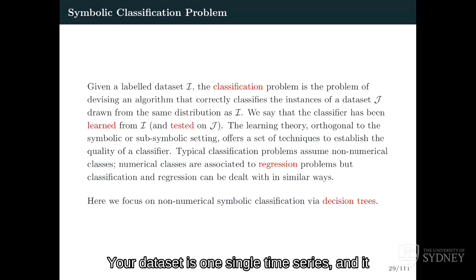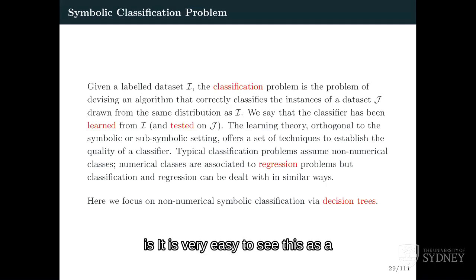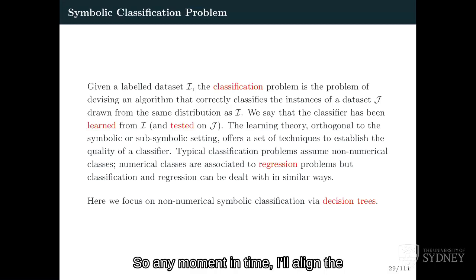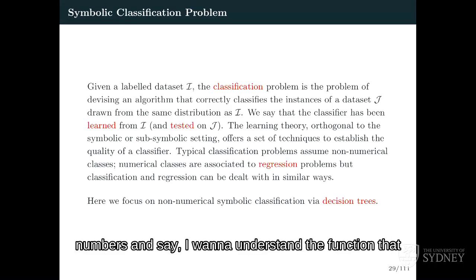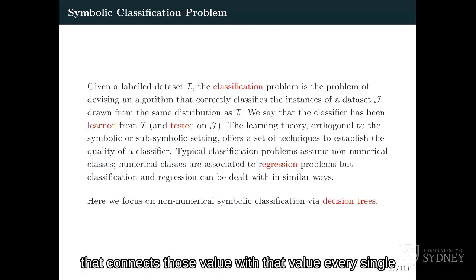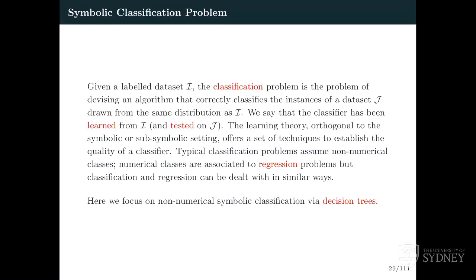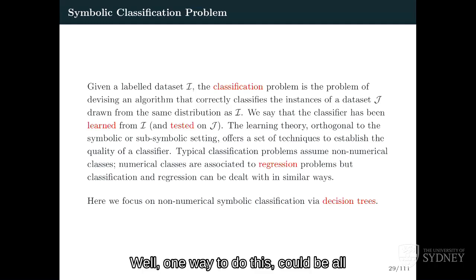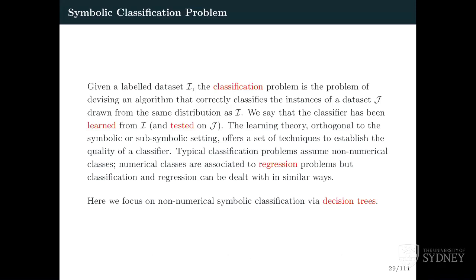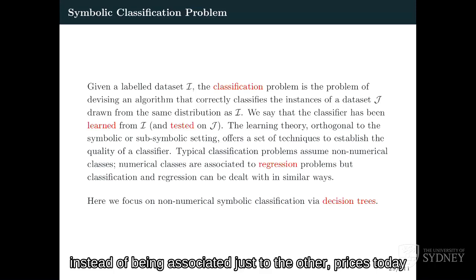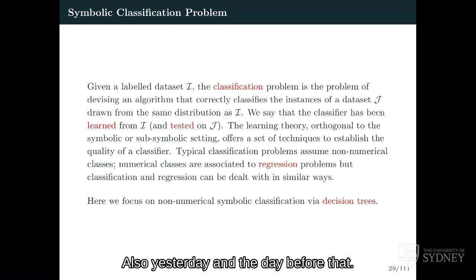Your data set is one single time series, and it is very easy to see this as a static regression problem. Because what you do is take any line, so any moment in time, align the numbers and say, I want to understand the function that connects those values with that value every single time. So all your instances are points in time, but you ignore the time. You are ignoring the time. And so this is static. How do we see this dynamically? Well, one way to do this could be, all right, the numeric label for the price today, instead of being associated just to the other prices today, is associated to the other prices also yesterday and the day before that.